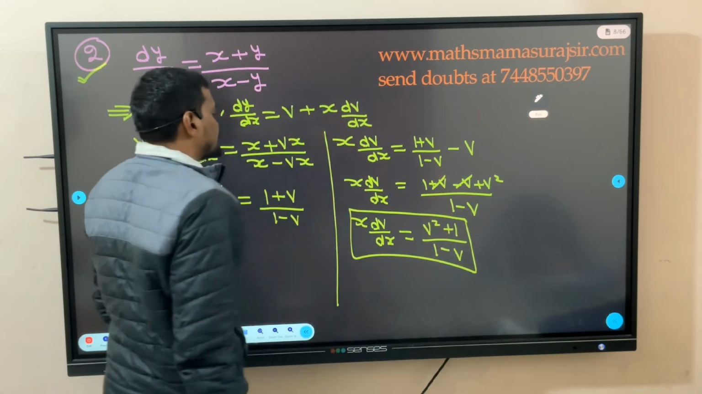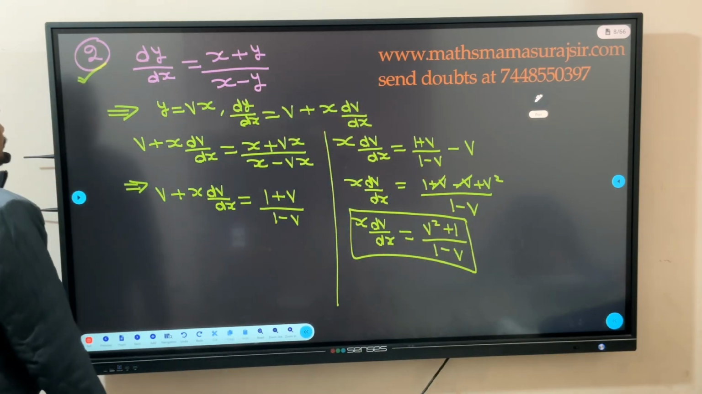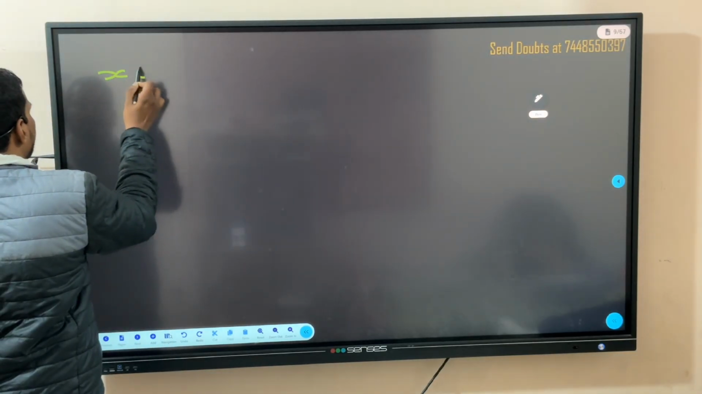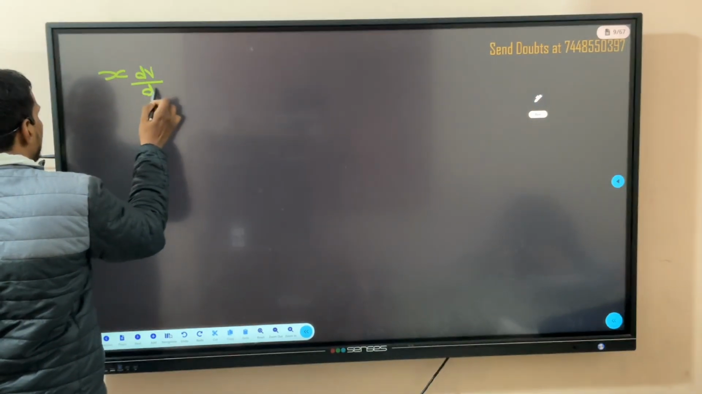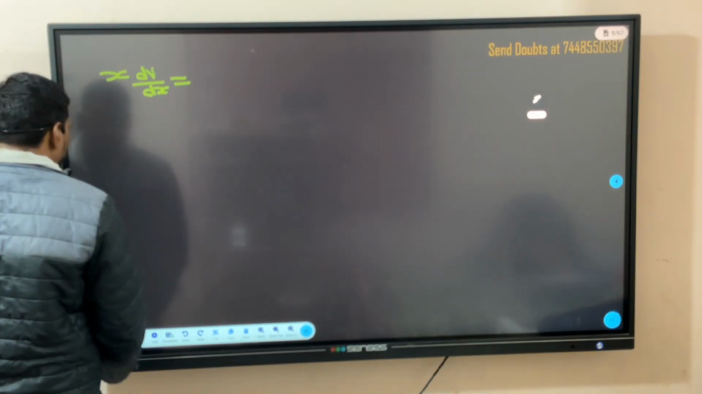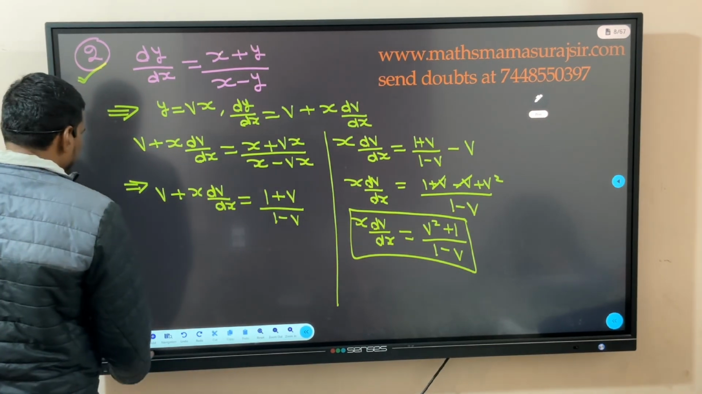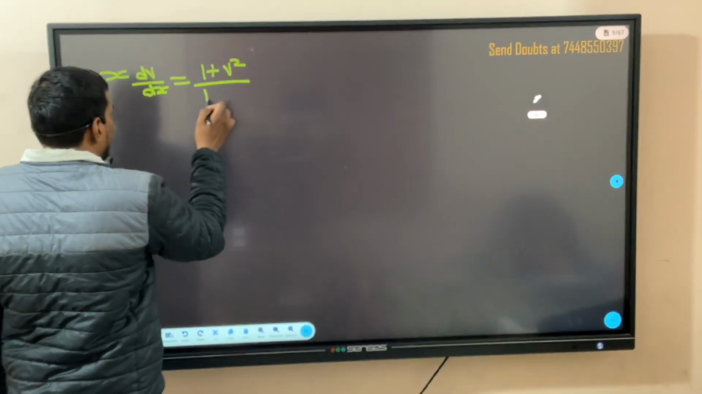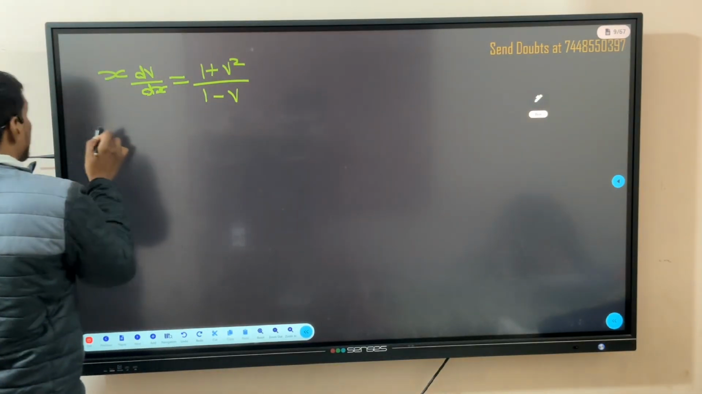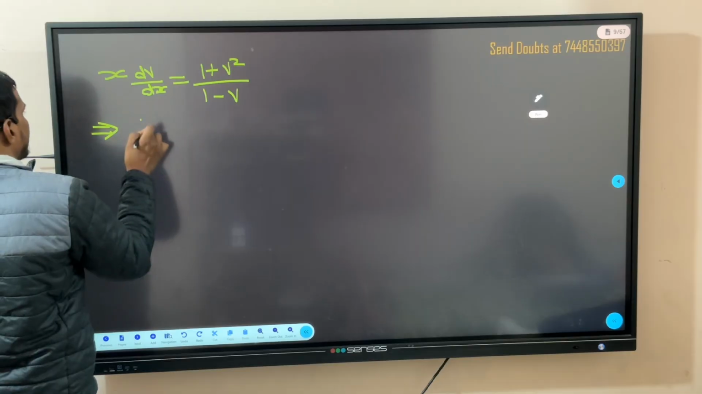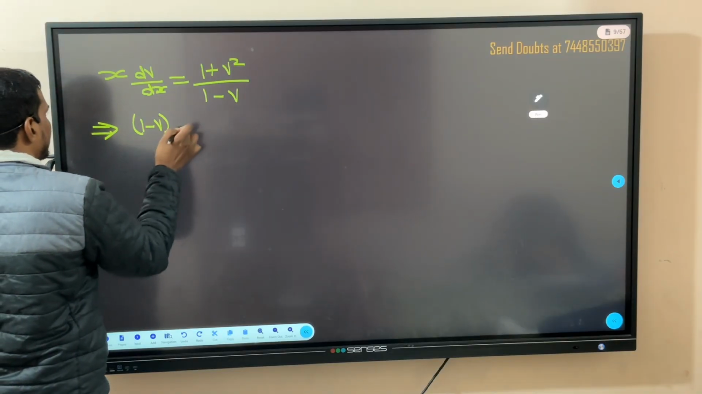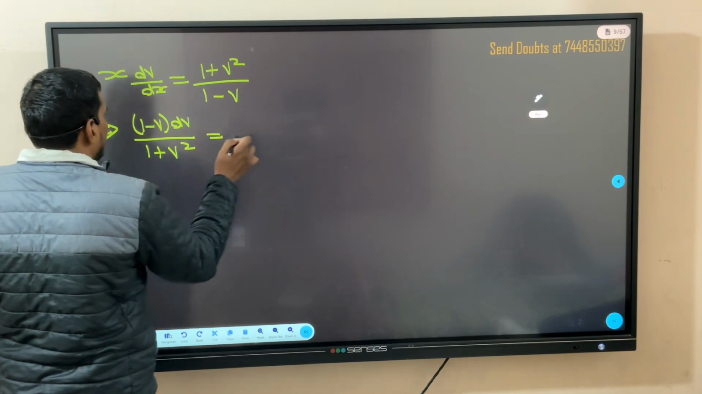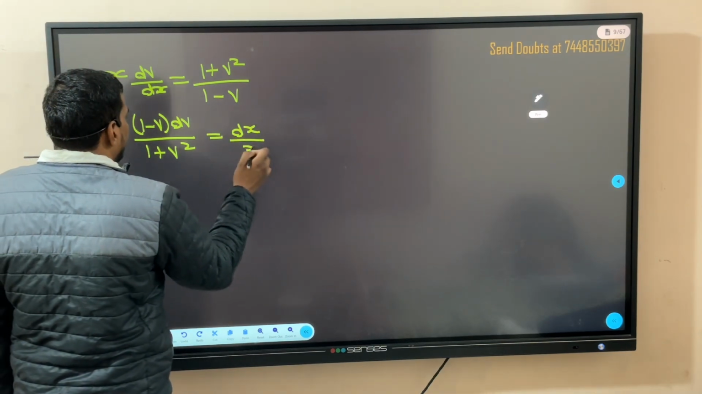Simplify this now using the variable separable method, that is x dv by dx. This is equal to 1 plus v square by 1 minus v, 1 plus v square divided by 1 minus v. So if you interchange, you are going to get 1 minus v dv divided by 1 plus v square. This is dx by x.